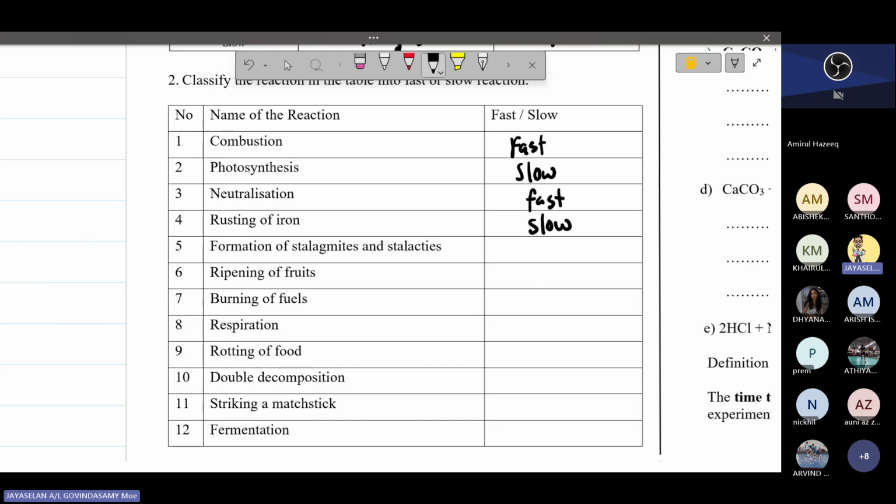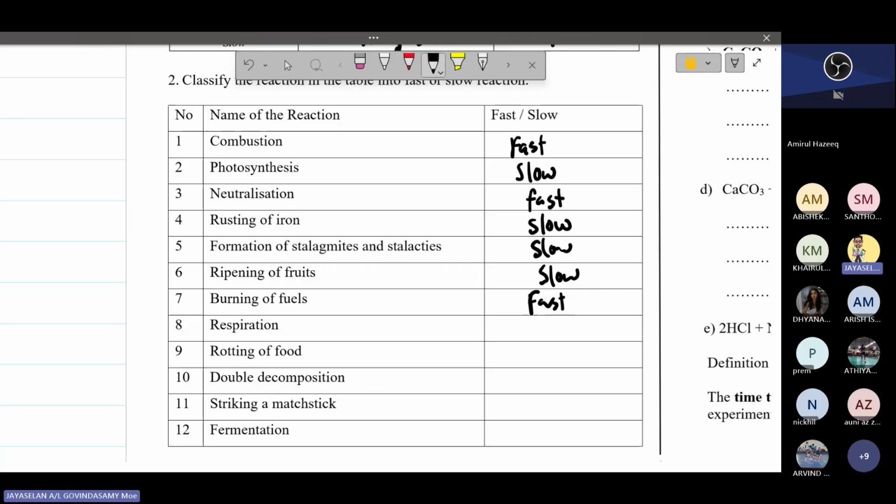Rusting of iron, slow. It takes 1 year, 2 years, 3 years like that. Formation of stalactite and stalagmite in cave, the formation of the rock, is a slow reaction. Ripening of fruit, slow or fast? It is a slow reaction. Burning of fuel, very fast.